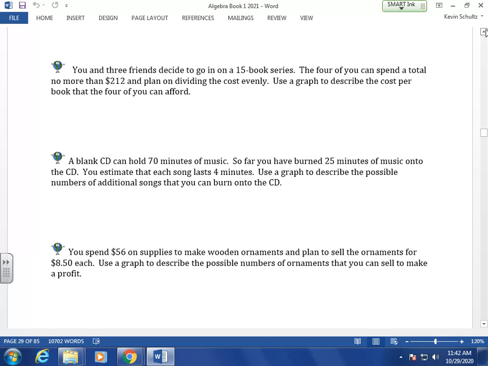Any questions on this? Julia? I would like you to do the first and third ones on your own. So we'll talk about the second one. But basically, a blank CD can hold 70 minutes of music, meaning that the amount of music that can be on the CD has to be less than or equal to 70, right? You can't go beyond that, okay?